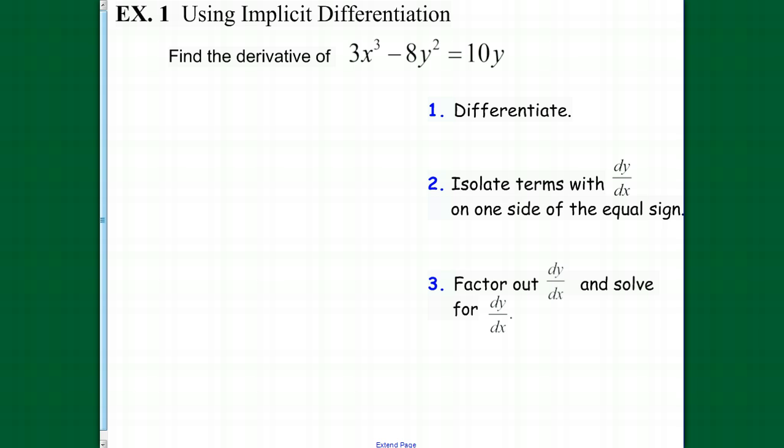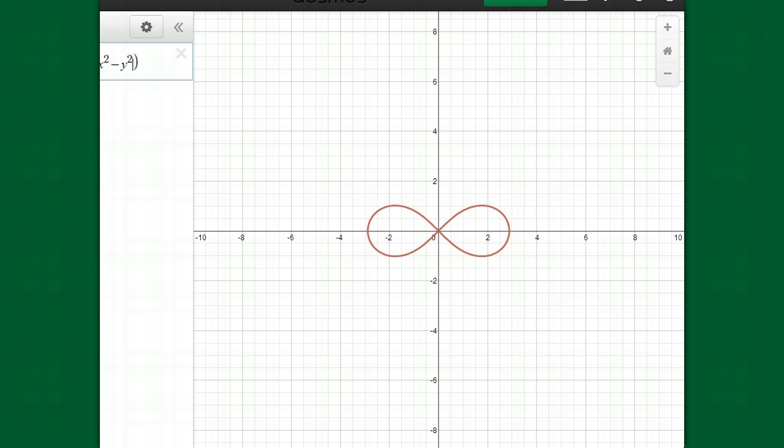So, we're going to find the derivative of this equation: 3x cubed minus 8y squared equals 10y. And before we find the derivative of this, I should probably just show you what an implicit function can look like.